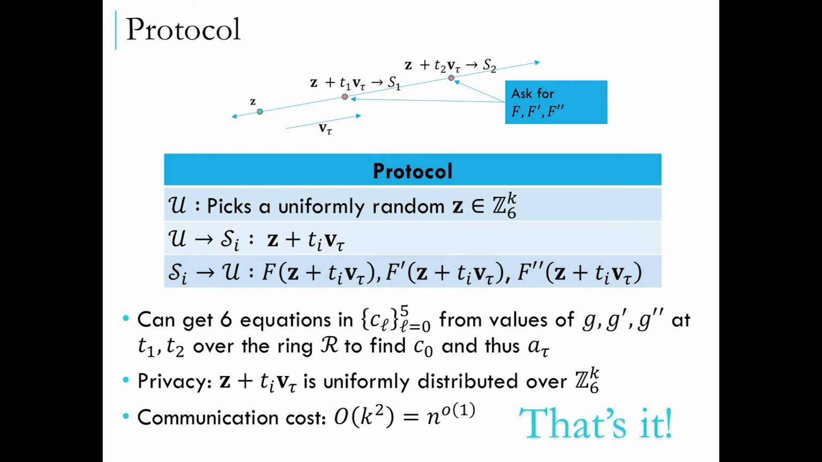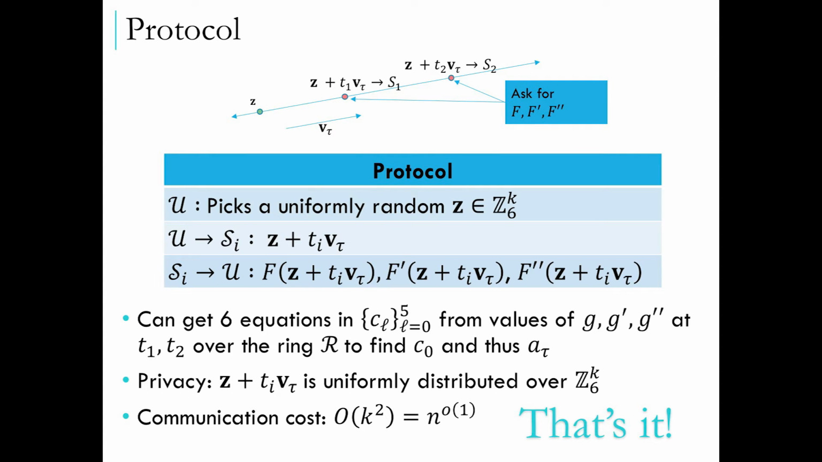And what about privacy? Privacy is guaranteed because if you look at what each server sees. Server 1 sees z plus t1 v tau, but since z is uniformly distributed over Z_6^k, what server 1 sees is a random point from the space. It doesn't get any information about the index tau. So the privacy is guaranteed.